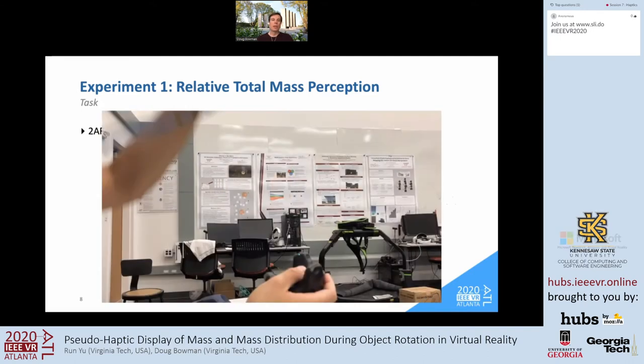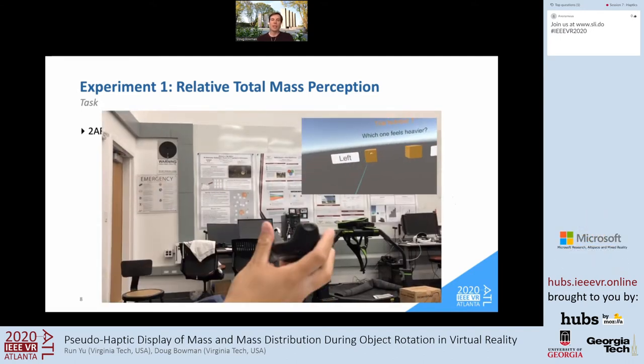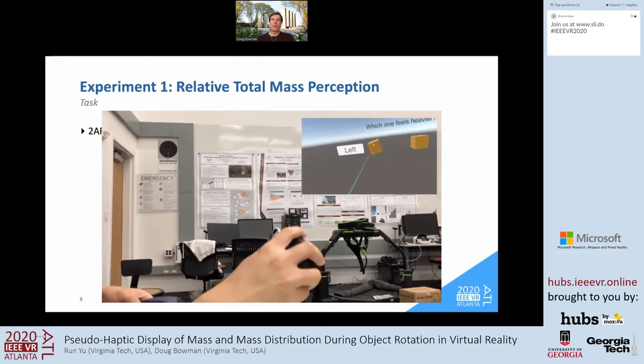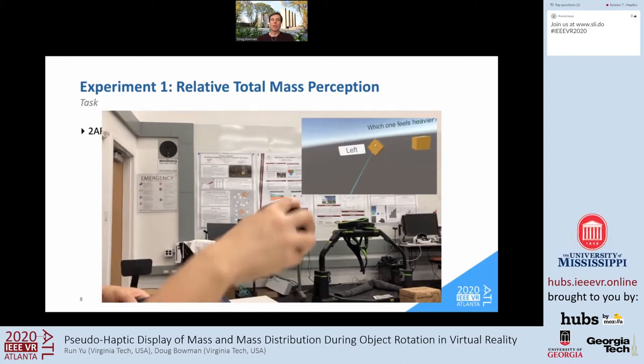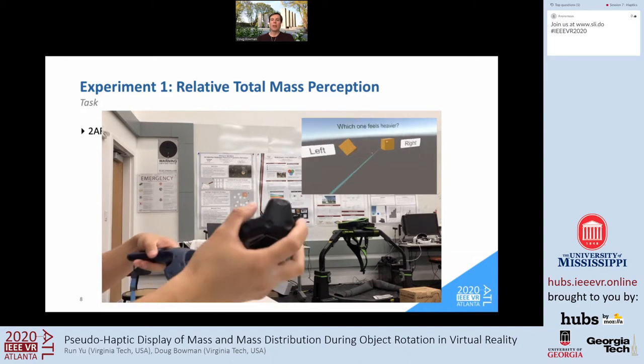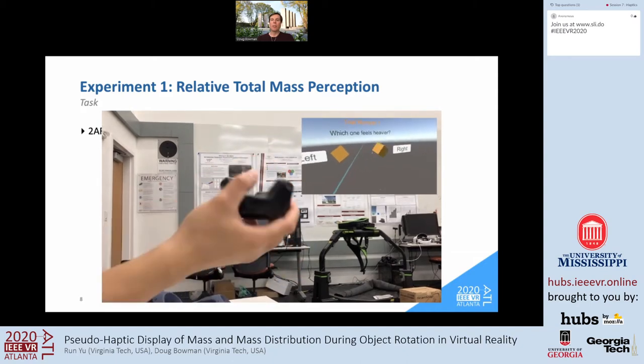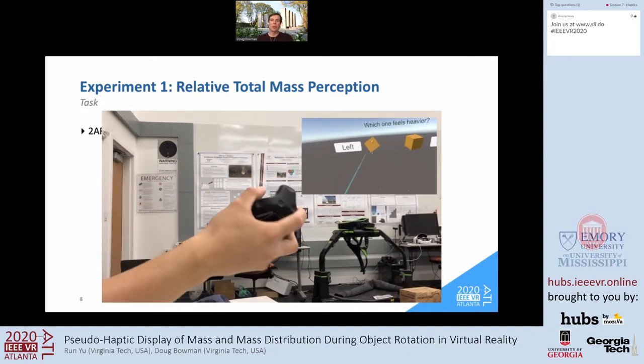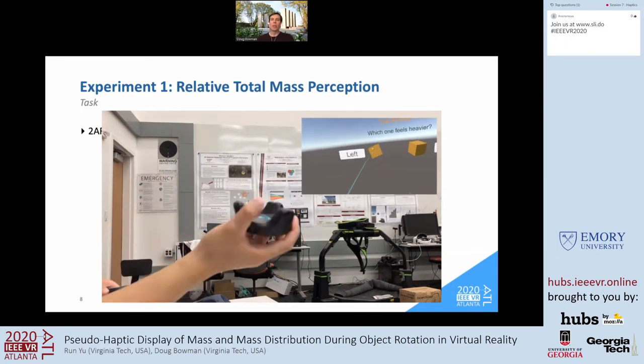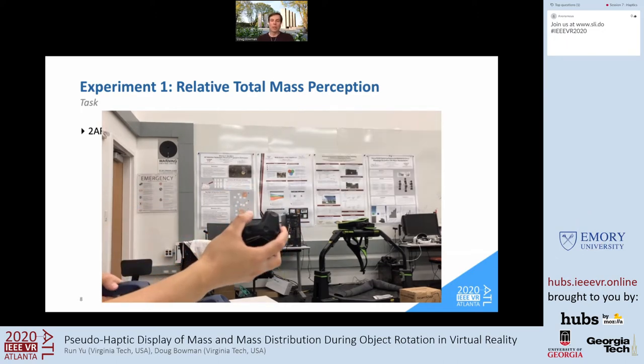And so here's a quick video of how that looked in VR. This was using an HTC Vive Pro. So you would select an object with the left-hand controller and then rotate it using the Vive tracker. You can see in this case, the one on the left is moving more slowly. And so we expect the user to answer that that object feels heavier.